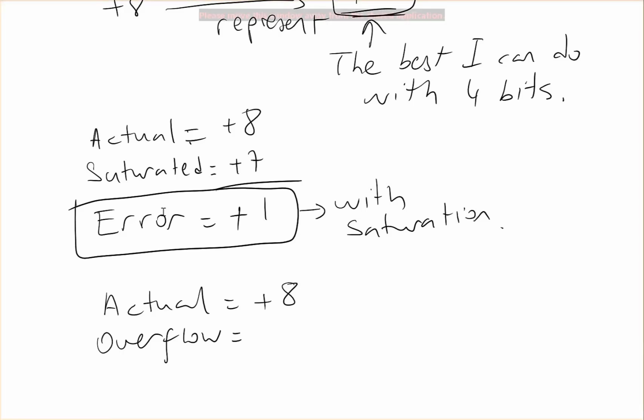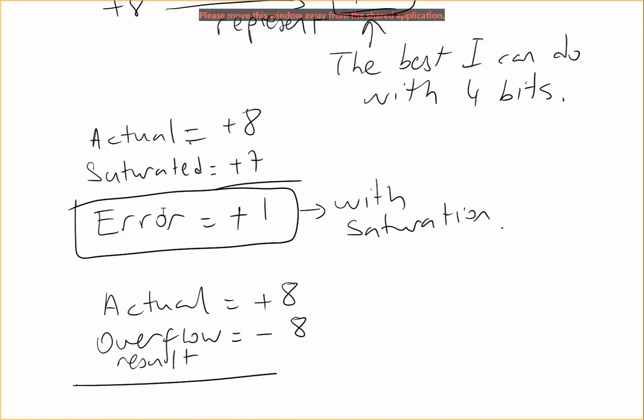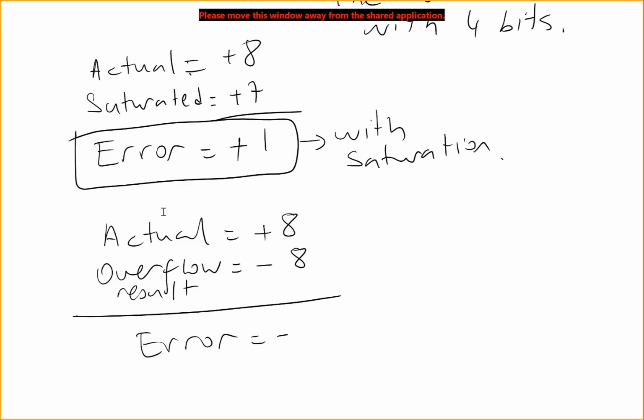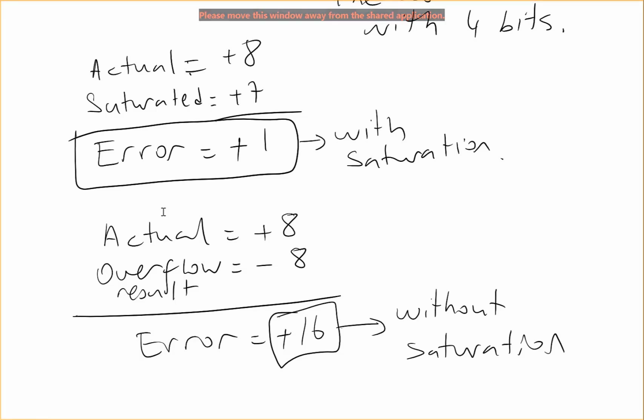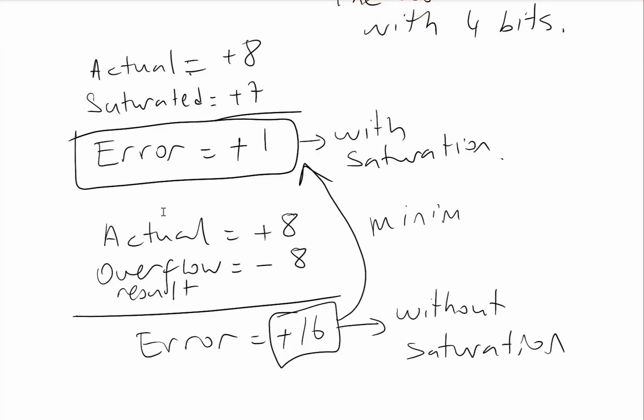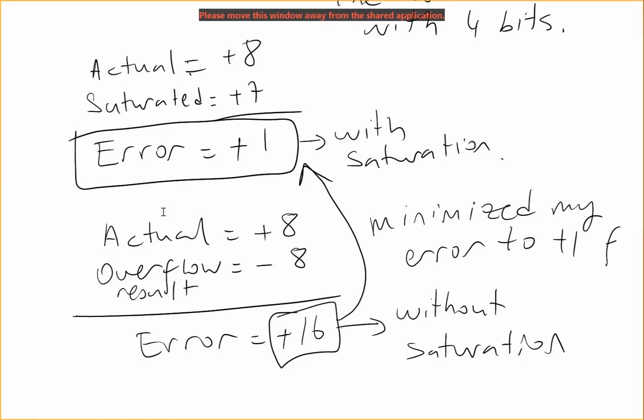Overflow gives me minus 8, right? So what is the error in this case? The difference between these two is plus 16, right? This is the error without saturation. So using saturation, I minimized my error to plus 1 from plus 16. This is a much better result compared to if I don't do any saturation, right? The error will be much higher.